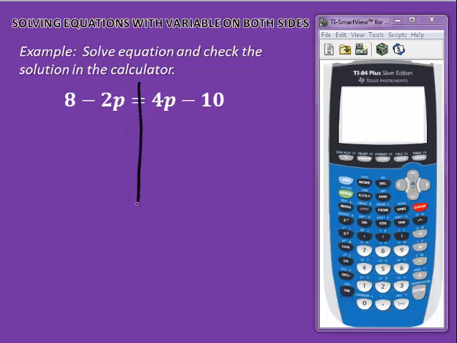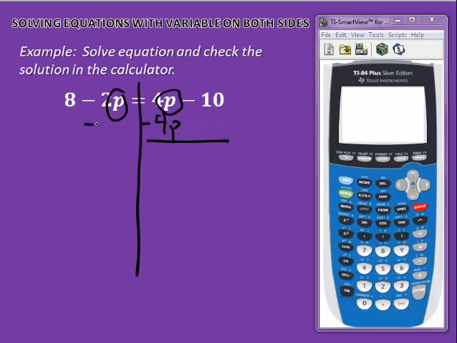Okay, so go ahead and draw your line. Circle your variable. Notice it's on both sides of the equal, so we're going to have to zero one of them out. I like to keep the variable on the left, so I'm just going to zero out the one that's on the right. So to zero out 4p, I'm going to subtract 4p.